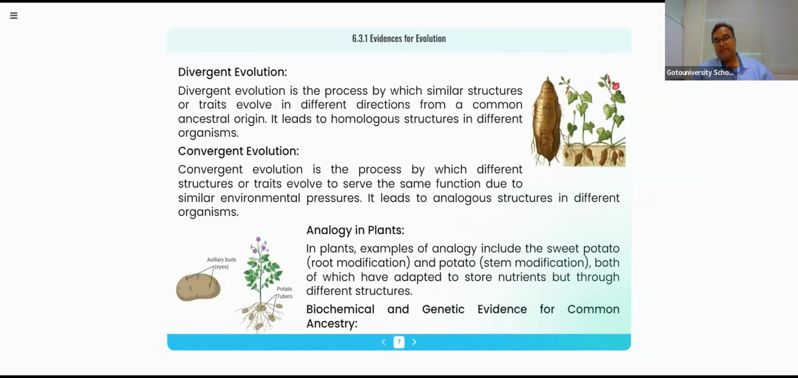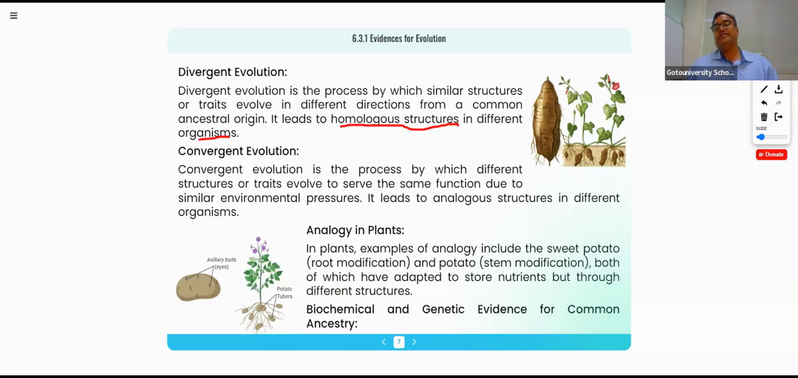Now we are coming to divergent evolution. Similar structure but different function. In the case of divergent evolution there is similar structure, different function, whereas in the case of convergent, what we need to understand is common ancestral origin. Homologous structure leads to the homologous structure in the different organism.